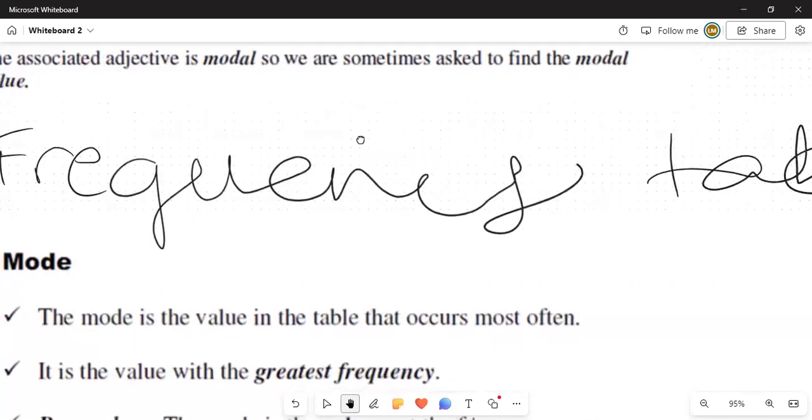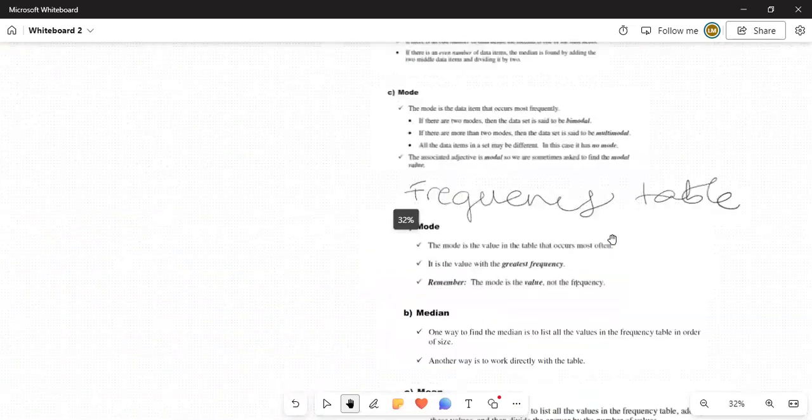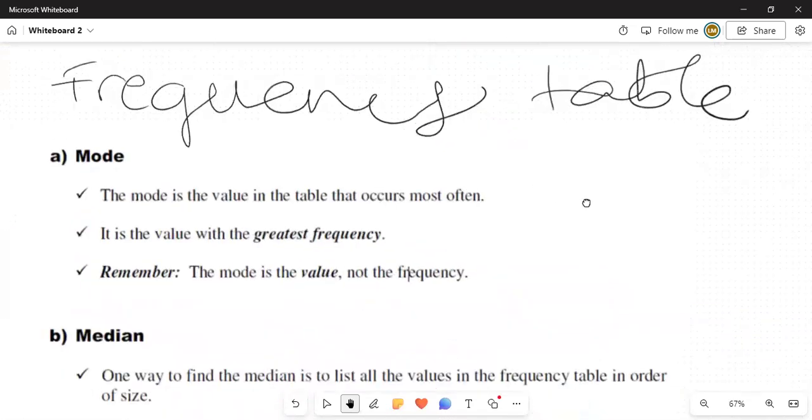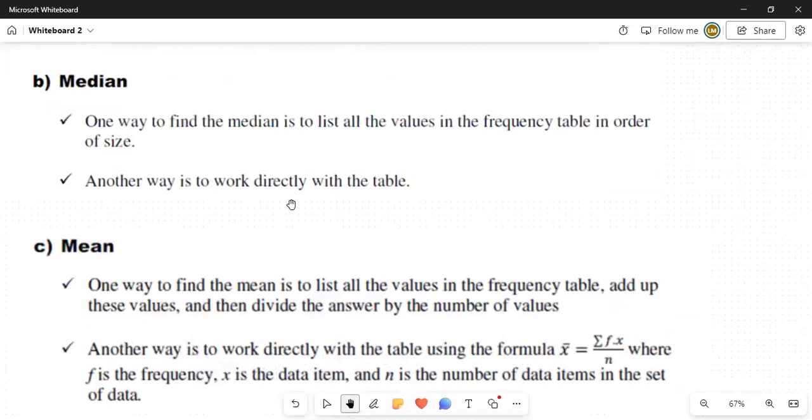Then we're still looking at the measures of central tendency, with regards to frequency tables. With frequency tables, when we are looking for the mode, we look for the one with the highest frequency. When we're looking for the median, one way is to list all the values in the frequency table in order of size, and another is to work directly with the table.